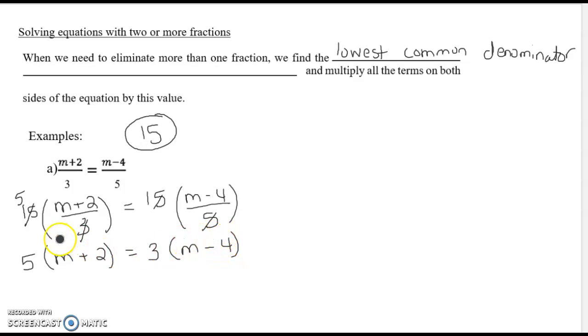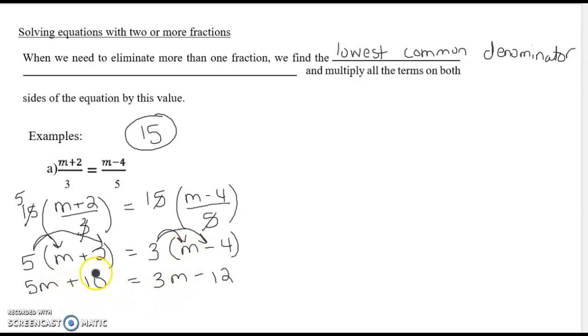So our next step is we expand. So 5 times m gives us 5m. 5 times 2 gives us our positive 10. And then equals. And then on the other side, 3 times m gives us 3m. 3 times negative 4, positive times a negative is a negative. 3 times 4 is 12. So now we're going to collect our like terms.